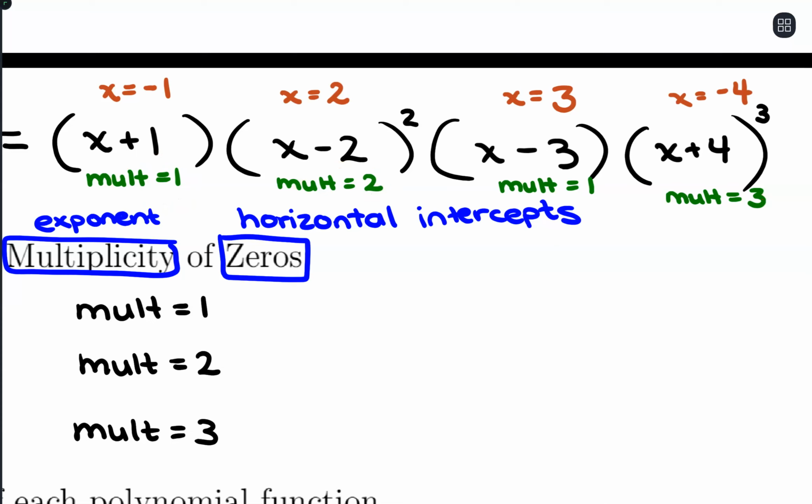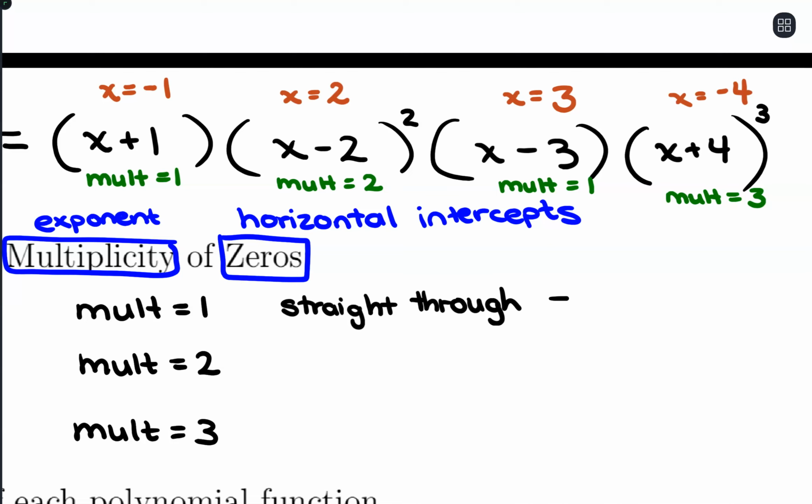And what this multiplicity is going to do is tell us what our graph looks like as we hit that horizontal intercept. If we have a multiplicity of 1, our graph goes straight through. In fact, it almost looks linear if you zoomed in on the point.